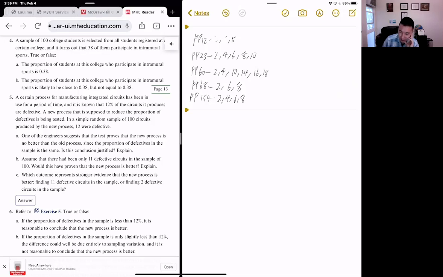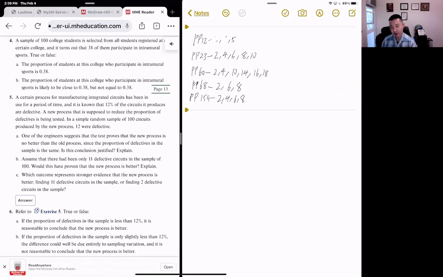B. Assume that there were only 11 defective circuits in a sample of 100. So 11 over 100 is 11%, which is actually lower than the old process, which is 12%. Would this help prove that the new process is better? Still, the answer is no. The population proportion for the new process may be 11%, maybe 10%, maybe 12%. So based on this limited information, we cannot conclude the new process is better.